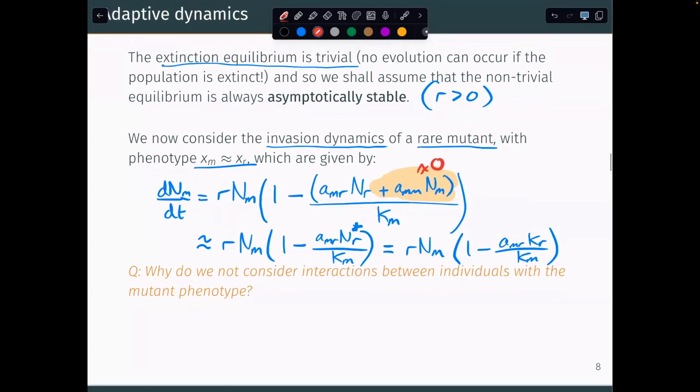Okay, so I'm not going to fill in that text below, but that's just what I described. Mutants seem to be sufficiently rare that they don't affect each other. And all interactions that the mutant has are always with the resident.